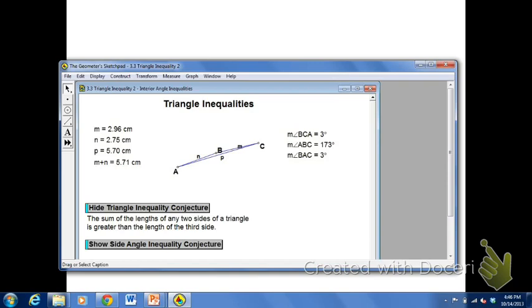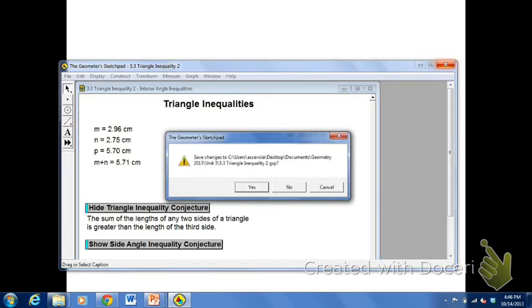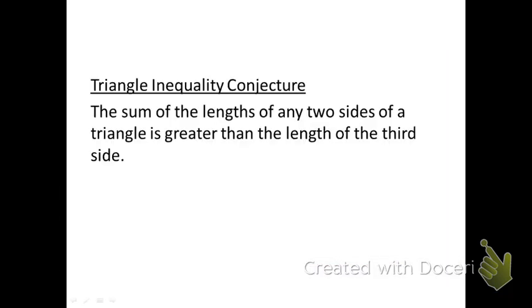And you can always check that by just checking the two shortest sides. If the two shortest sides add up to be greater than the third side, then you know that you can make a triangle because of the triangle inequality conjecture. So let's try to apply that a little bit. So again, one more time. The sum of the lengths of any two sides of a triangle is greater than the length of the third side. And again, you can always test that by just checking the two shortest sides.